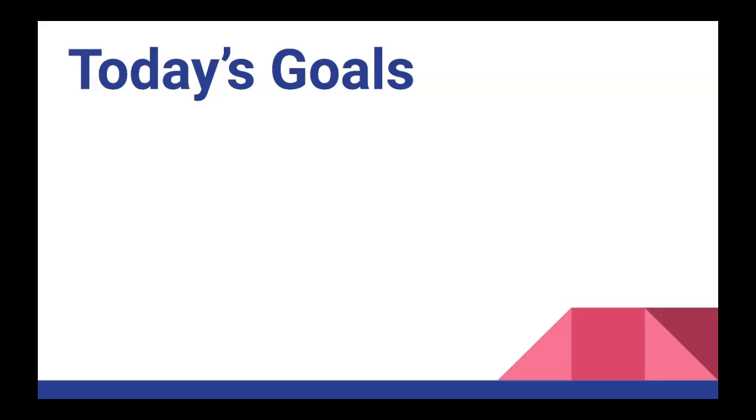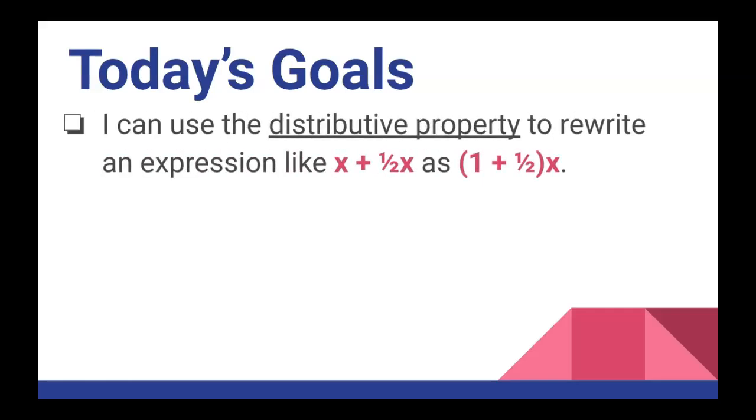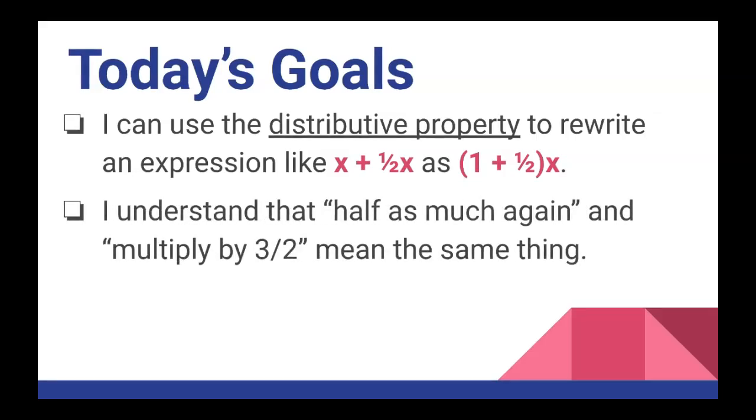All right, so today's goals. You want to be able to use the distributive property to rewrite an expression like x plus 1.5 x, plus 1/2 x, as the quantity 1 plus 1.5 times x, so you can simplify that and write it as 3/2 x instead. And second, I want you to make sure that you understand that "half as much again" and multiplying by 3/2 mean the exact same thing, and similar fractions like that.